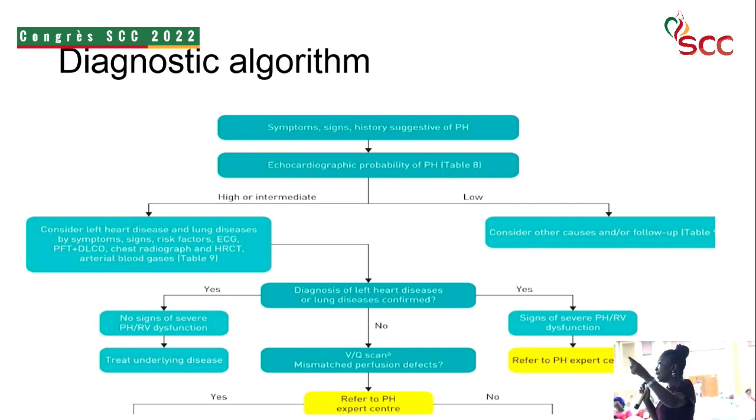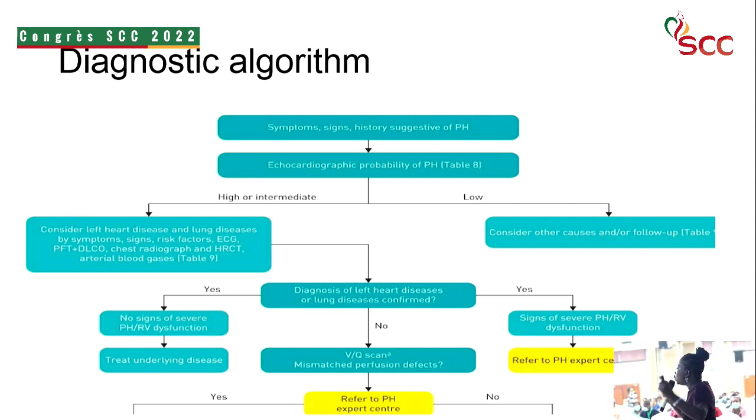When you do the echo, it will give you a probability of PH in that patient. We already saw the cutoffs that permit us to say if the patient has a low or a high probability of PH. If that probability is low, then consider other causes of why the patient has those symptoms. You can even do a follow-up and recheck after some months to see if the pressure has increased.